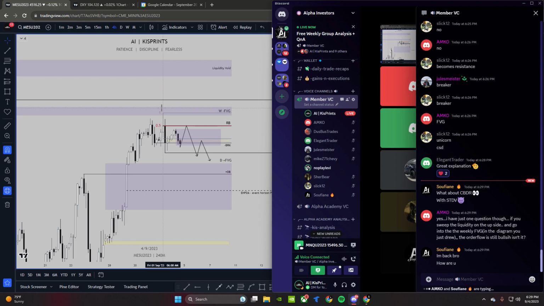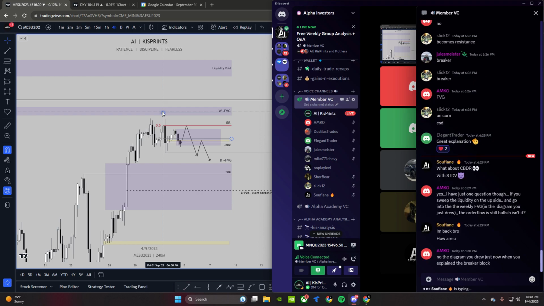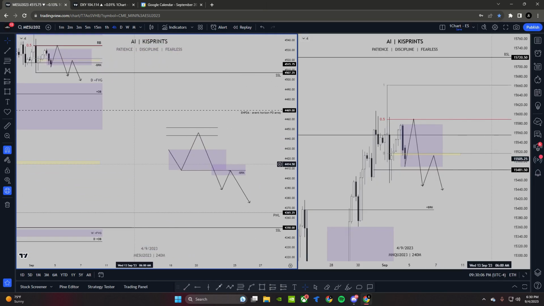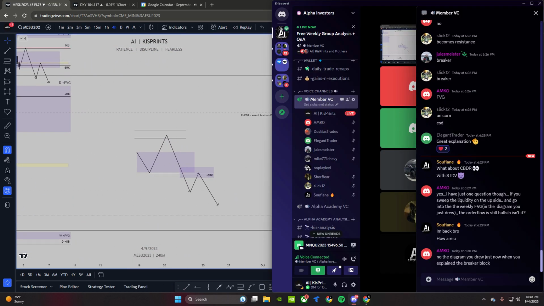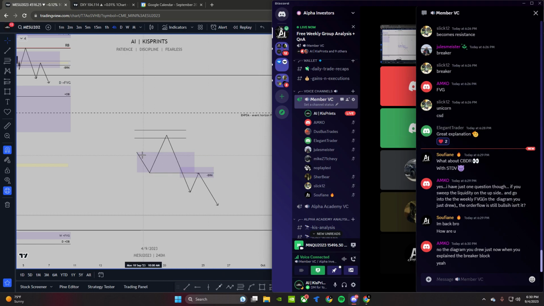Are you talking about this liquidity sweep, Amco? Tapping into that higher weekly fair value gap? No, the diagram you just drew. Oh, you're talking about this diagram. Okay. No, the diagram you just drew just now when you expanded the breaker block. Yeah, okay, this one, right? If you sweep the liquidity on the upside, which is this liquidity sweep, and go into the weekly fair value gap, which is this one, isn't the order flow still bullish?